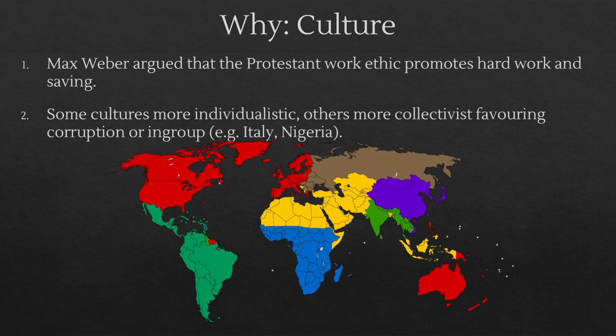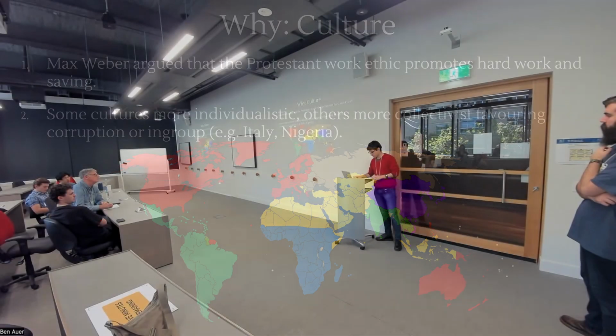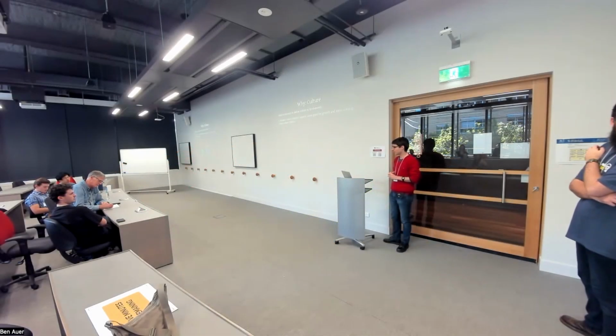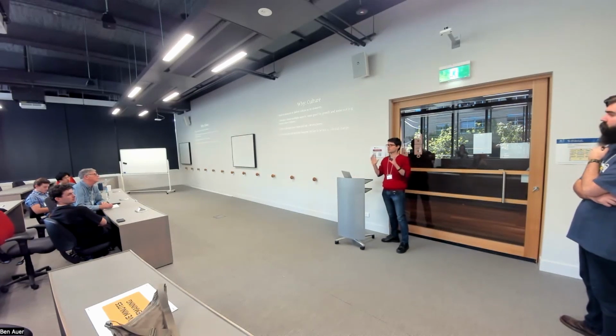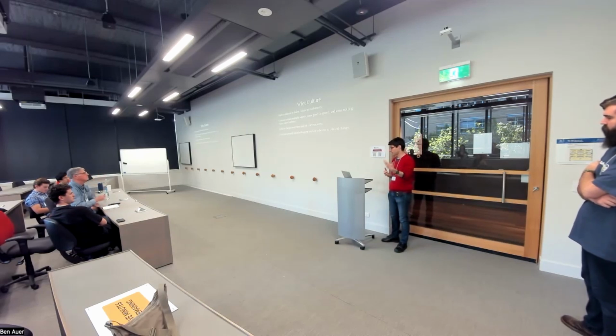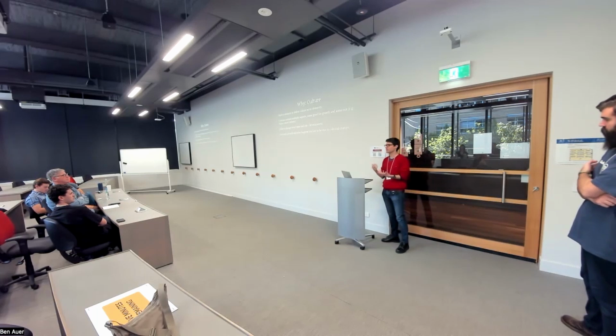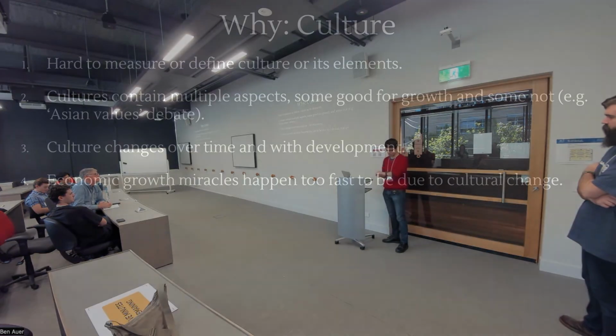A more modern version is that some cultures are more individualistic, whereas others are more collectivist, and that maybe favors corruption or in-group bias. An argument has been given, for example, about mafia in southern Italy, or inter-ethnic violence in Nigeria, and preference in government positions and things like that. Next slide there. So with this proposal, there's no doubt that there are cultural differences across regions of the world, and that is going to play a role in the social and economic outcomes in those countries. But again, I don't think this is a very good explanation to answer the question as to why some regions have succeeded whereas others haven't.